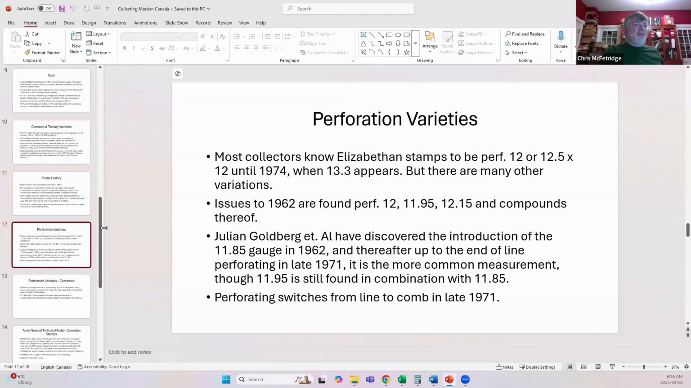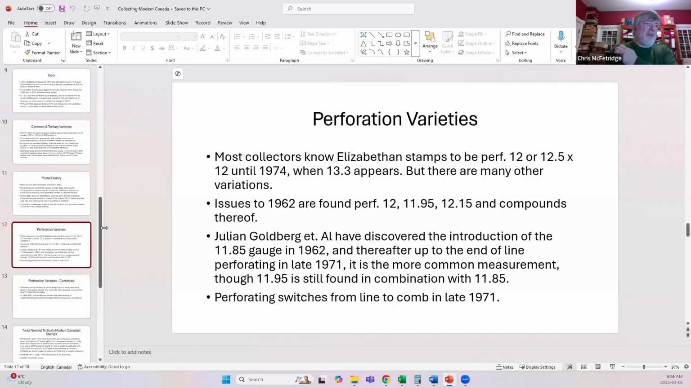Perforation varieties. Now, for England, I'm not aware of too many. I think you folks had more or less the same perforation on all your stamps for the longest time. Canada was similar. We had 12 as our standard perf until 1974. And then we get 13.3, which becomes a common perf all the way into the 1990s.